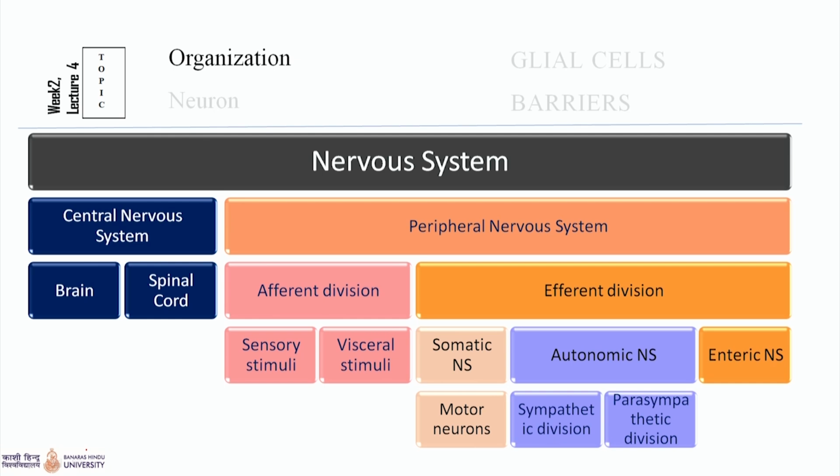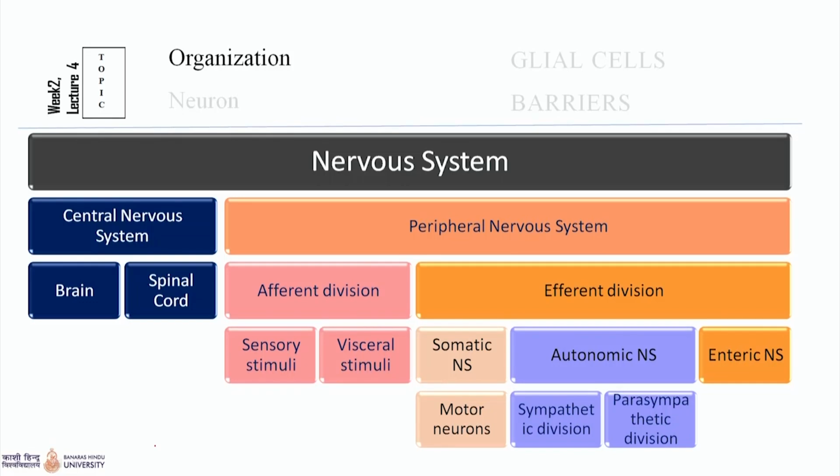Now, coming to the peripheral nervous system: other than the brain and spinal cord, wherever the neurons and the nerves travel, all of that comes under the peripheral nervous system. This peripheral nervous system receives information through a neuron, and that is called the afferent division. You may have some confusion between the afferent division and the efferent division.